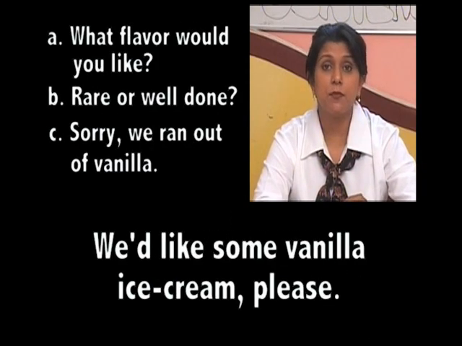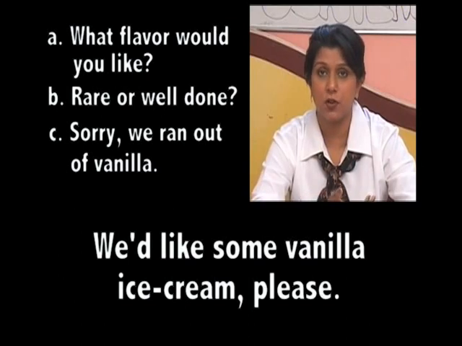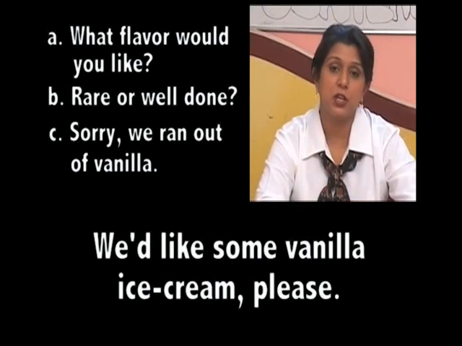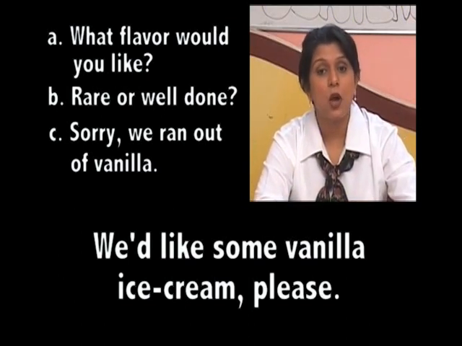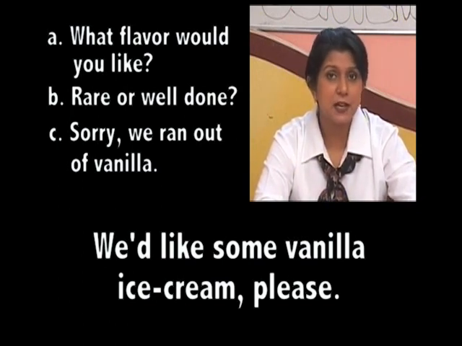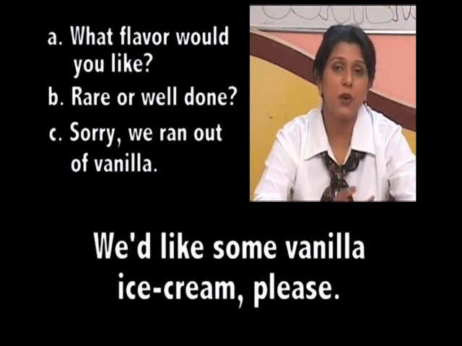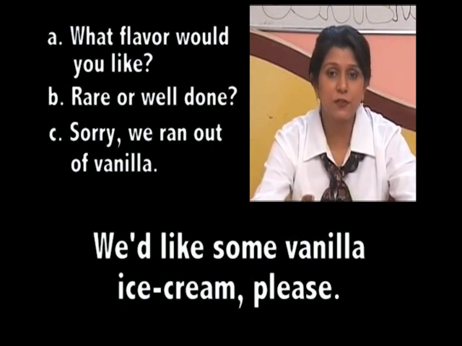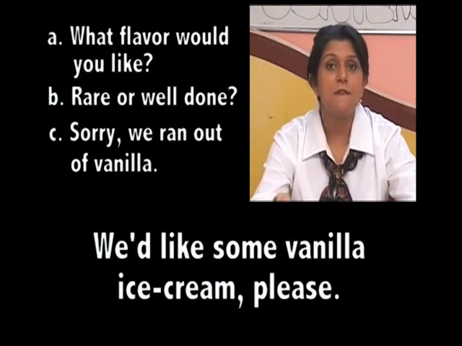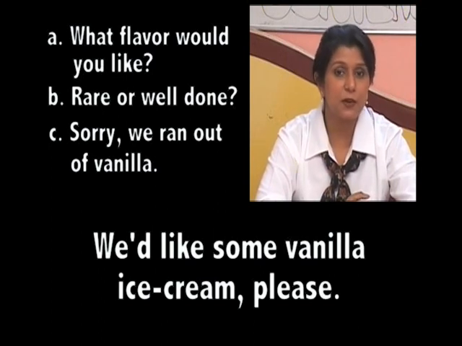How about the next sentence now? We'd like some vanilla ice cream, please. Vanilla, of course, is the flavor of the ice cream we're talking about. So the first question is, what flavor would you like? Do you think this is intelligent? No, because the flavor has already been mentioned, isn't it? Which flavor does the person want? Vanilla. So we can't ask, what flavor would you like? What about the second option?